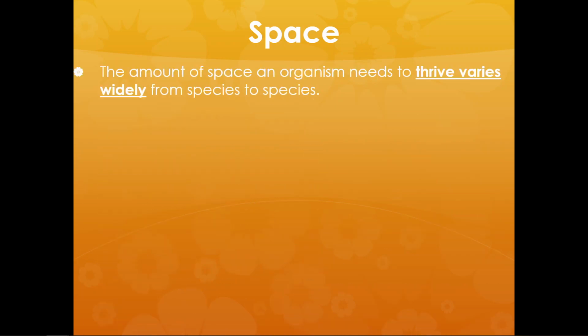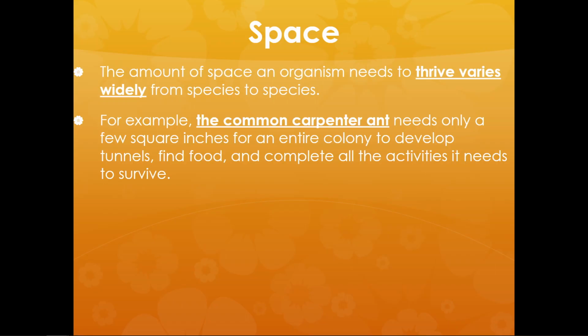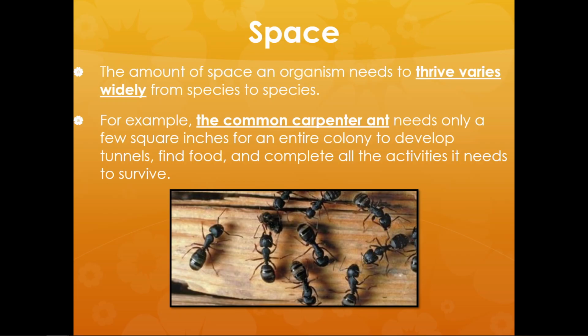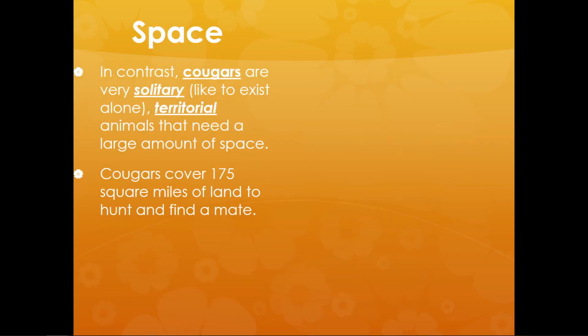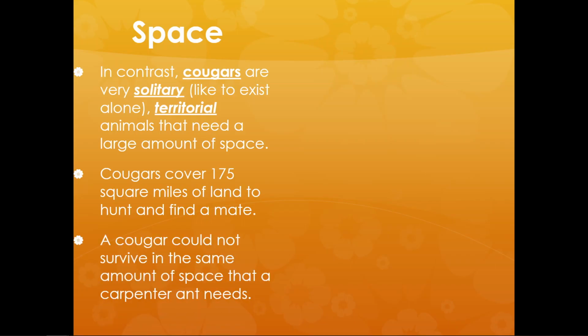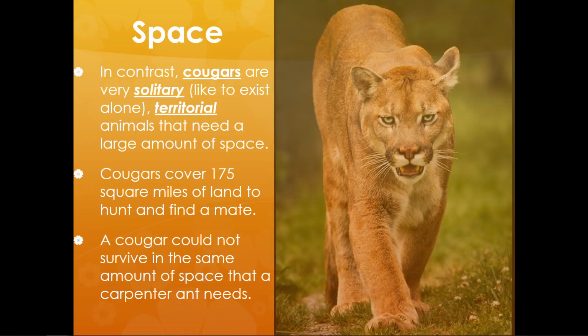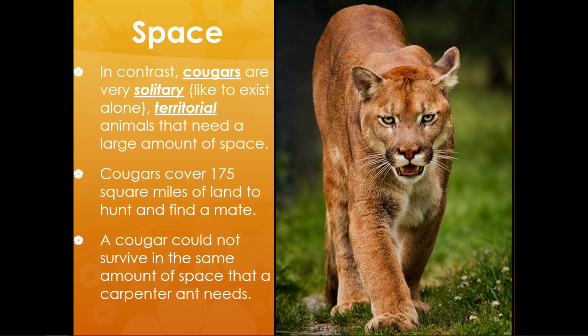So, the amount of space needed for organisms is going to vary greatly from species to species. Some species require smaller amounts of space, while others will need larger amounts of space. For example, like we said, the carpenter ant doesn't need a lot of room, whereas organisms like cougars require much larger amounts of land in order to survive.